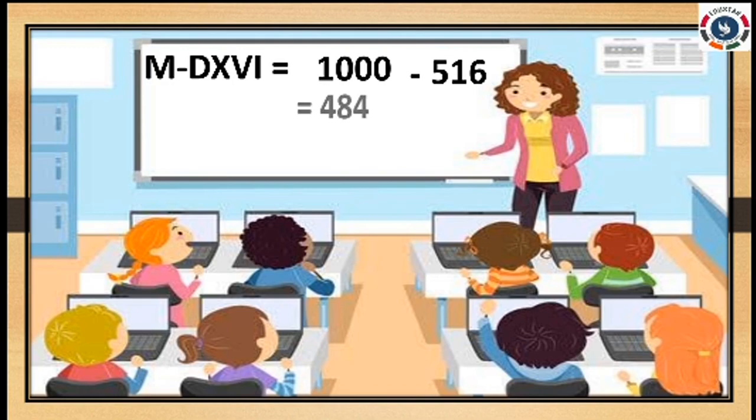What do you get now? As 484. Now you tell, what is the Roman numeral for 400? As CD. Am I right? Then 80, 8 in tens place. So 80, what is the Roman numeral for 80? L, X, X, X. Yeah, you got it. Correct. Then what is the value for 4? As IV. So that is the answer. So CD, L, X, X, X, IV.